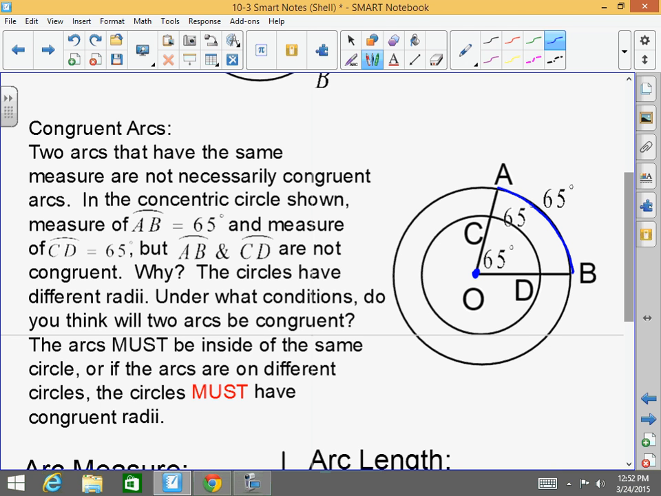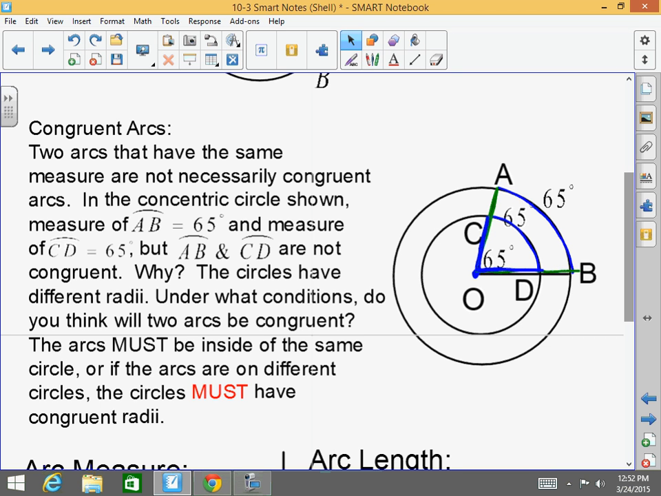Arc CD has a measure of 65 degrees. However, CD and AB are not necessarily congruent. Why? The circles have different radii. If you notice, the radii of arc AB are AO and BO. The radii of arc CD are OC and OD.